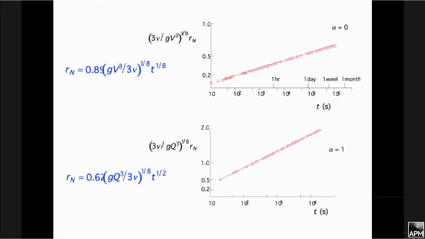Now, as I said a little too quickly, some of my colleagues thought I was not doing it correctly. So I did some experiments. And here you see the agreement between the appropriately non-dimensionalized radius, Rn here, as a function of time. I did these experiments for something like a month, and you see it fits beautifully with the theory.